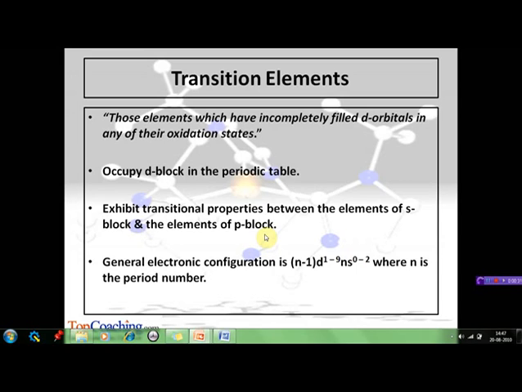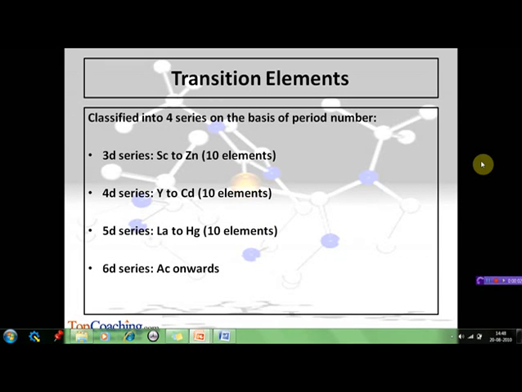Their general electronic configuration is (n-1)d^1 to 9 ns^0 to 2, where n is the period number and the numbers in the superscript denote the number of electrons. On the basis of the period number, transition elements have been classified into 4 series. The first series is the 3d series, which starts from the element scandium and continues till zinc. This series consists of 10 elements.